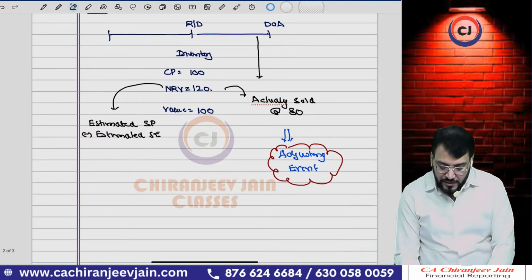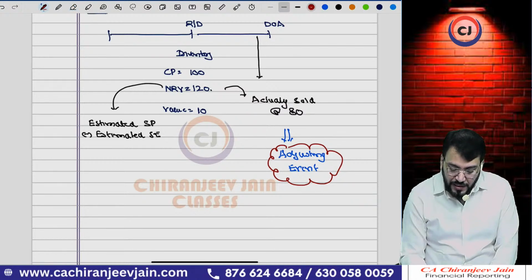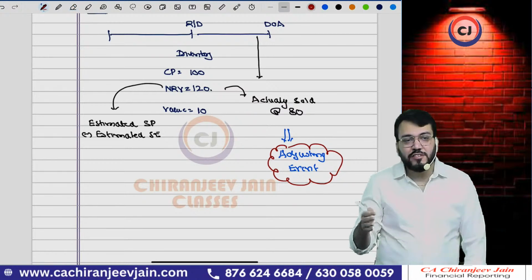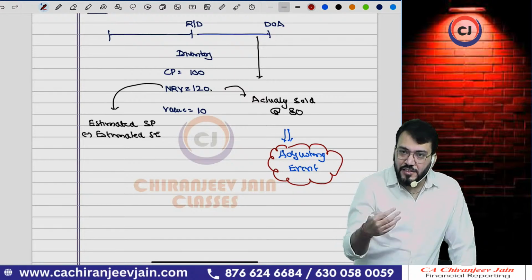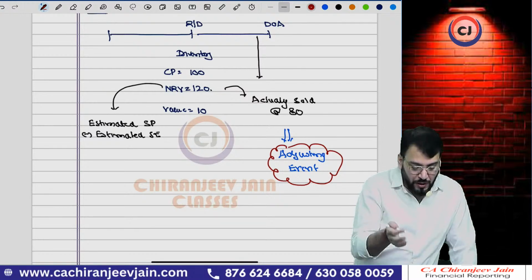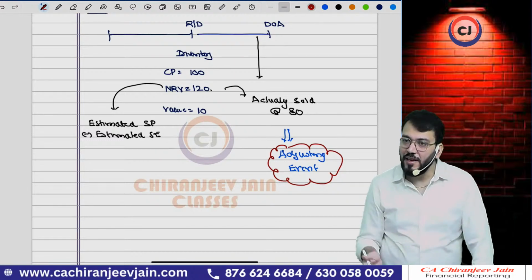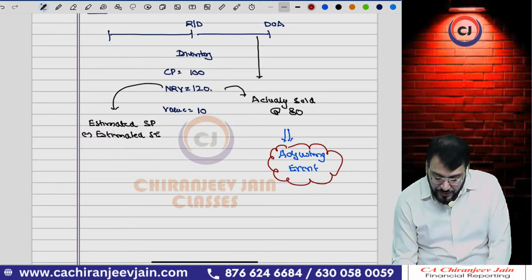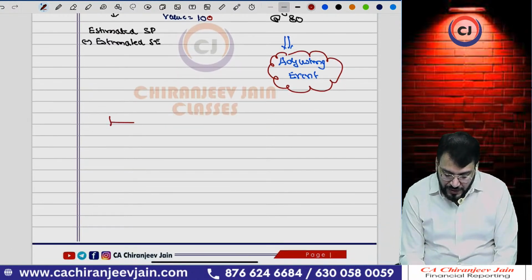Why? Because we need to estimate the selling price, and the actual sale price gives the evidence of that estimation. If you know the actual sale price before approval of financial statement, that should be informed to the user of financial statement. Got this point? 100% correct. Then let me take one more example.